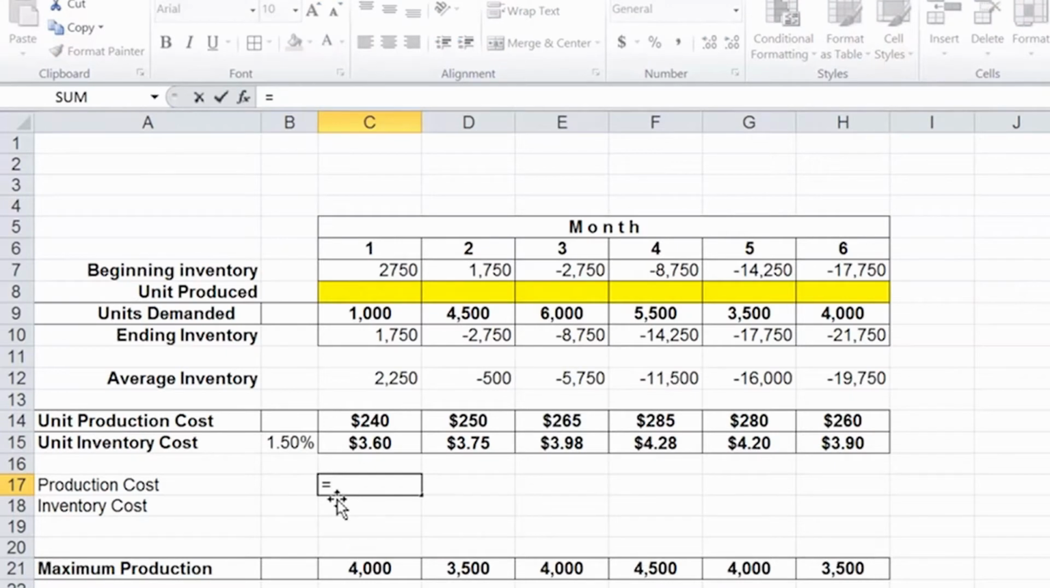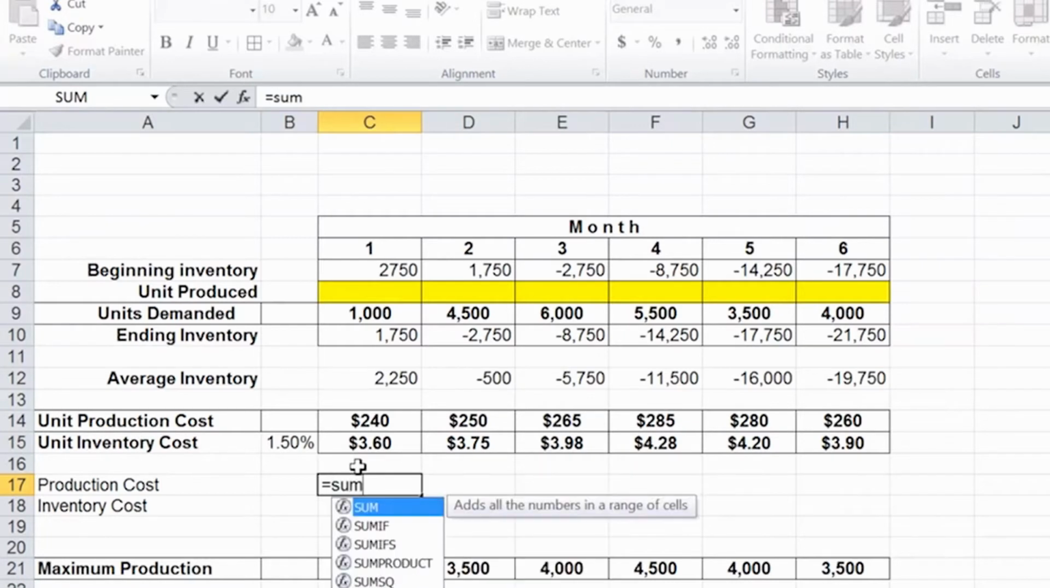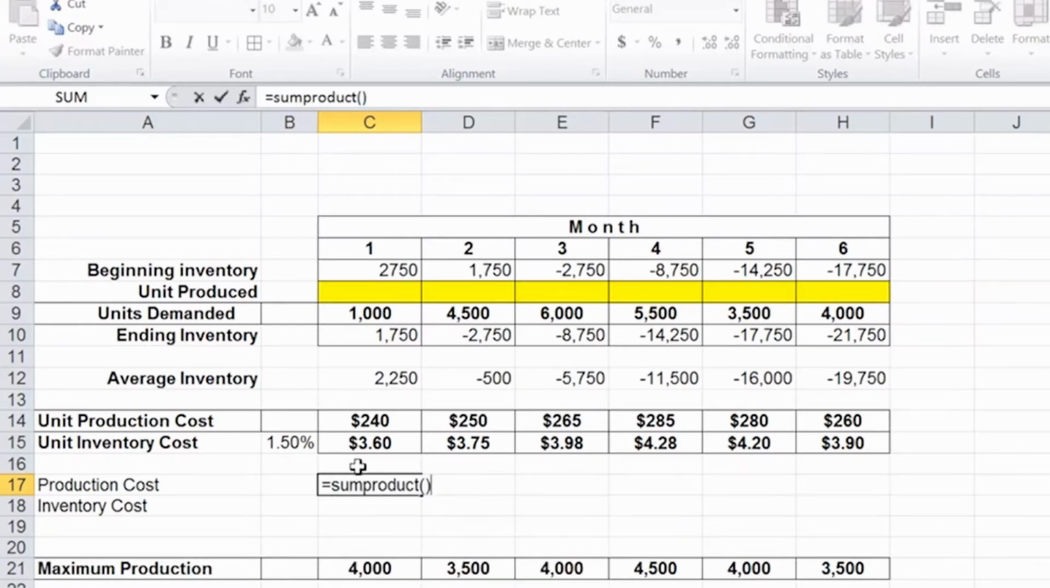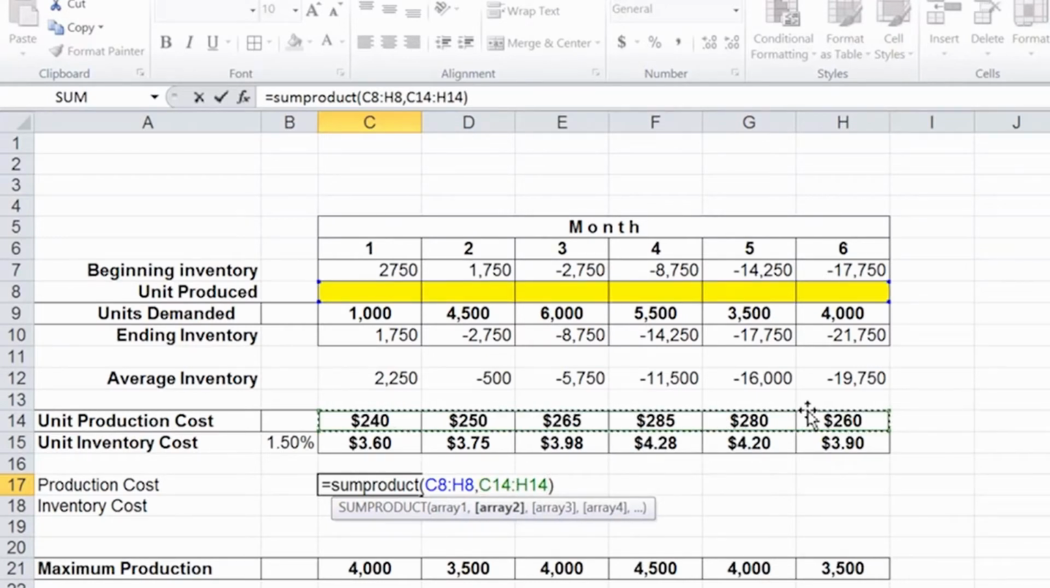Equal to. Either way, you can calculate the monthly production cost, monthly inventory cost, and add them together in one cell, or you just do the sum product function. So it depends on what you want to do. You can do it a different way. Okay, so I'll do the sum product. Here the unit produced and unit cost will give me the production cost.